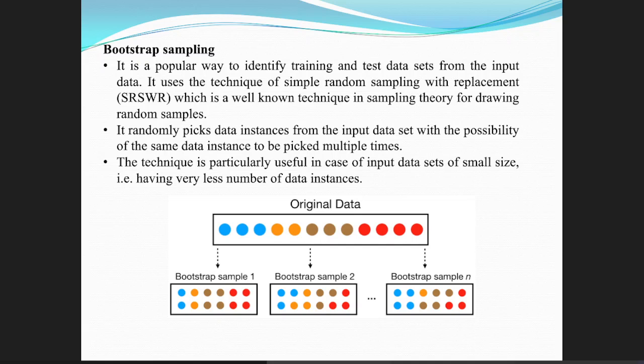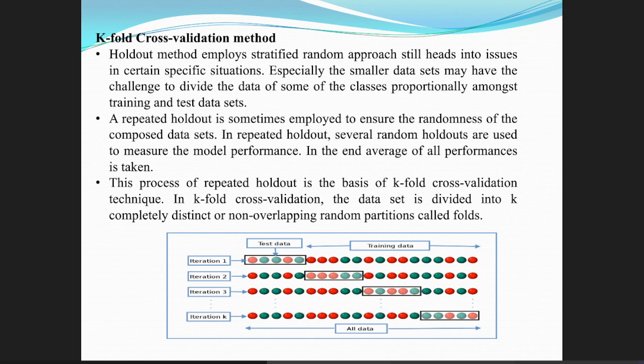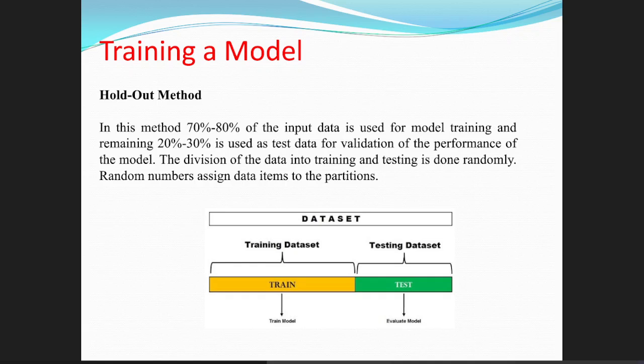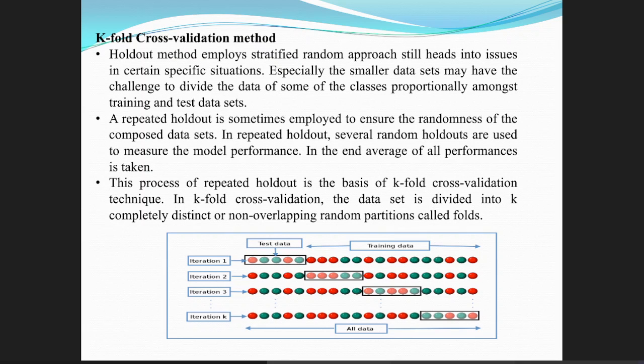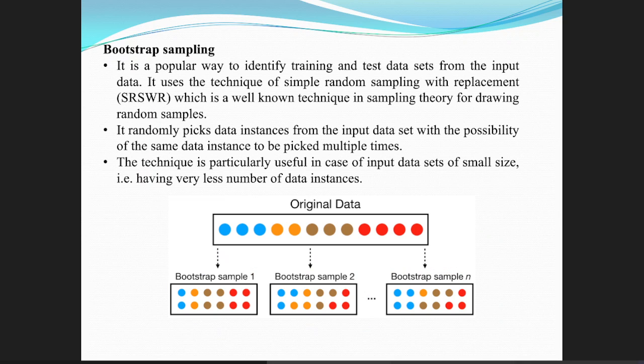So this is the basic difference between bootstrap and k-fold cross validation. You can use any of the three approaches: the holdout method for dividing data into training and testing, the k-fold cross validation method, or bootstrap sampling. You can analyze the performance of all three methods to get the best performance from your machine learning or deep learning algorithm.